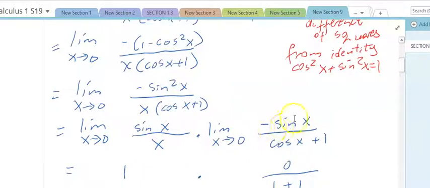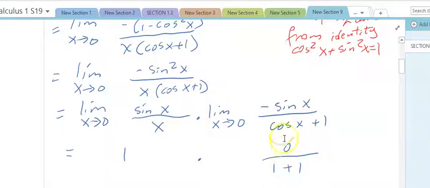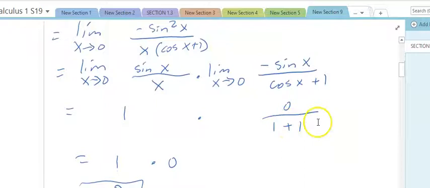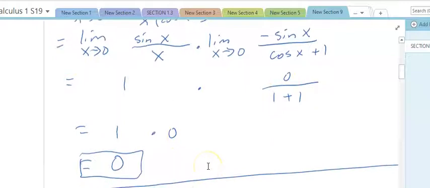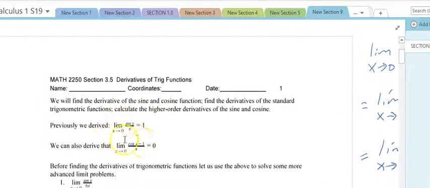And then for the other one, negative sine of x over cosine of x plus 1, we can just plug in 0 for x. The cosine of 0 is equal to 1, and sine of 0 is equal to 0, so that's negative 0, which is just 0, over 1 plus 1. So in our next step, we have 1 for the first part. This part becomes 0, so it's 1 times 0, which is 0. So we have shown that the second thing that we derived was also true, which is that the limit as x approaches 0 of cosine of x minus 1 over x is equal to 0.